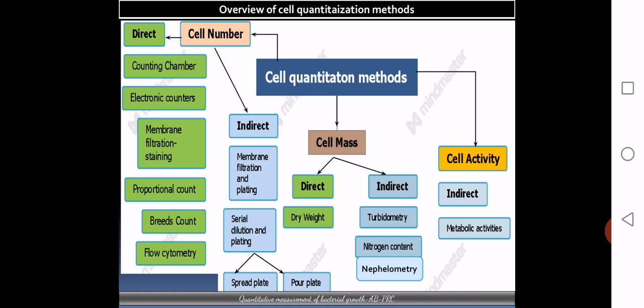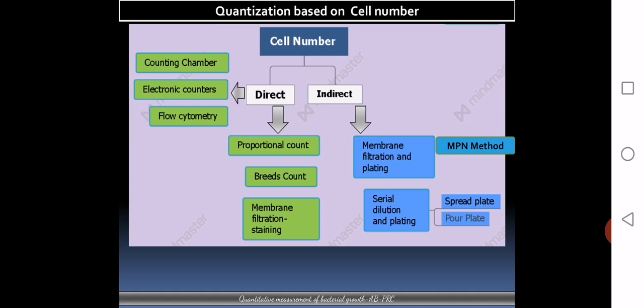So the quantitation based on cell number usually relies on taking the number, right? The estimation is done based on the number. In case of cell mass, the weight or the mass of the cell is the basis of measurement. And in case of cell activity, the activity of a cell, or the performance of a cell, or the metabolic reaction of a cell, the enzymatic reaction of a cell, all those are the basis of estimation. So first we will have to see, based on cell number, which are the methods.